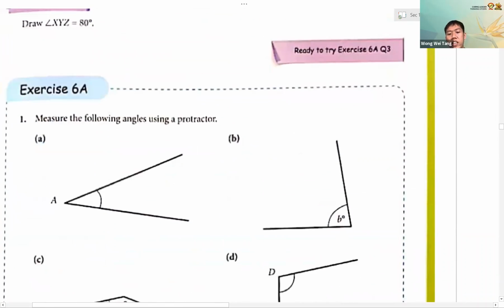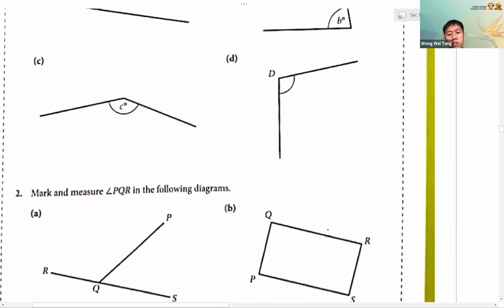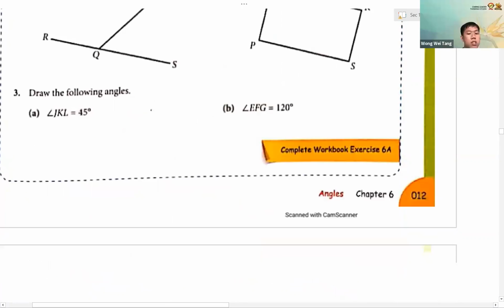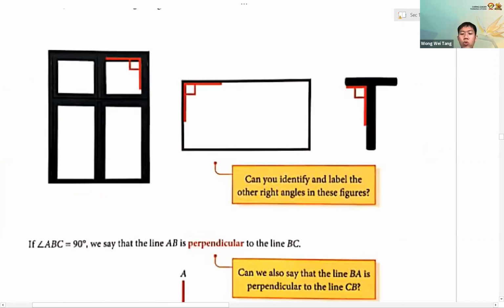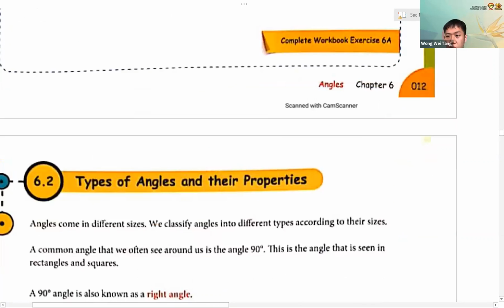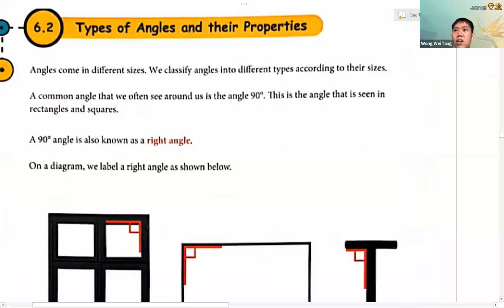Okay, so are there any questions on drawing of angles? Have you done it in primary school? Yes. So this is a recap. Okay. Then we'll move on to right angles. Have you all learned right angles as well? Yes. Okay.